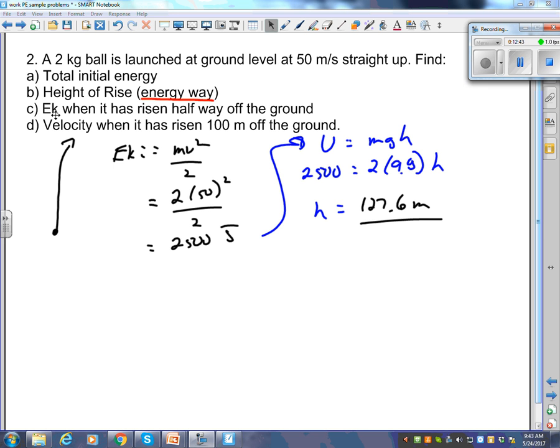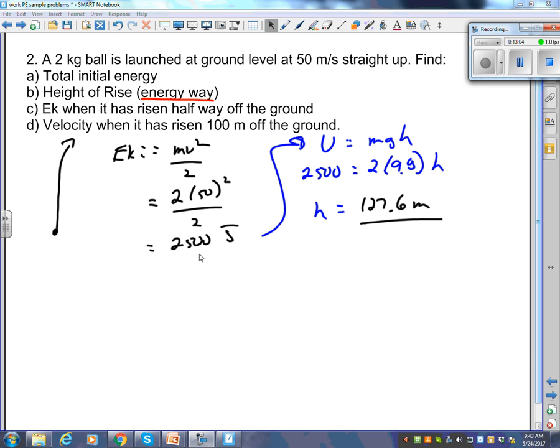Okay, how do you find the kinetic energy when it's halfway off the ground? What is your gut telling you? Would the kinetic energy, if it's halfway up, be just half? Would it be half of 2,500? No. No? Why not, Josh? Or you're not sure?